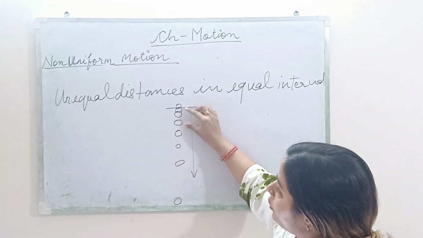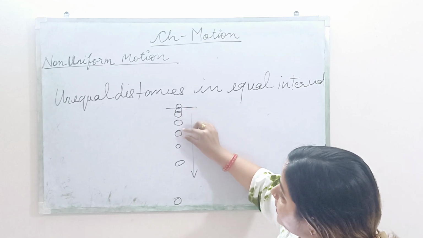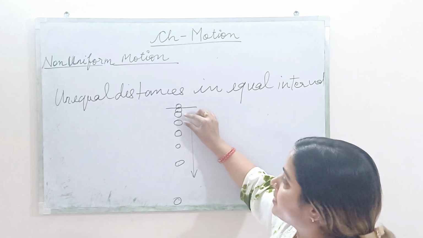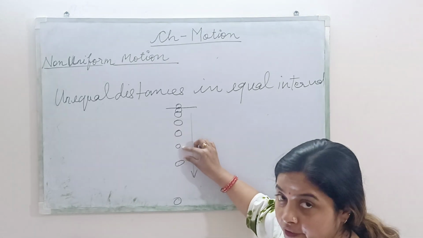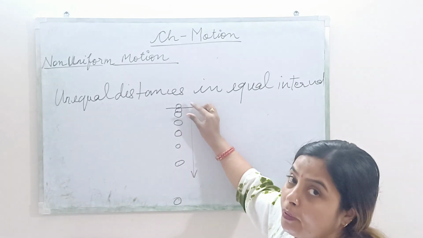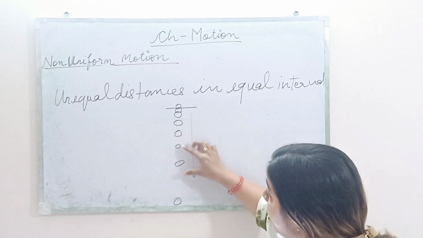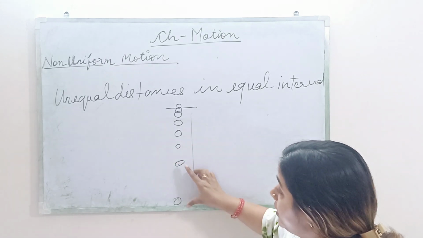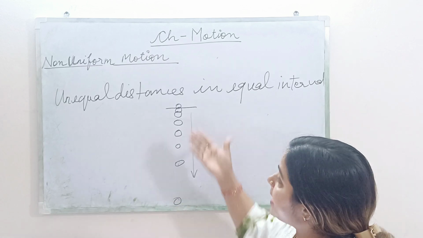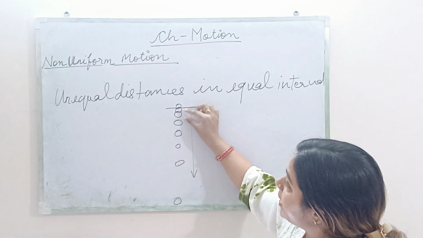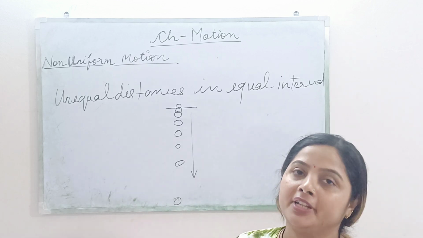See, initially what will happen, son? As soon as we drop the ball, the ball will cover lesser, unequal distances. Look, lesser unequal distances initially when the ball is made to drop from the top of the roof in each equal interval of time. But as the ball moves downwards, the distance will keep on increasing. So what is happening here? The body is covering unequal distances in equal interval of time.